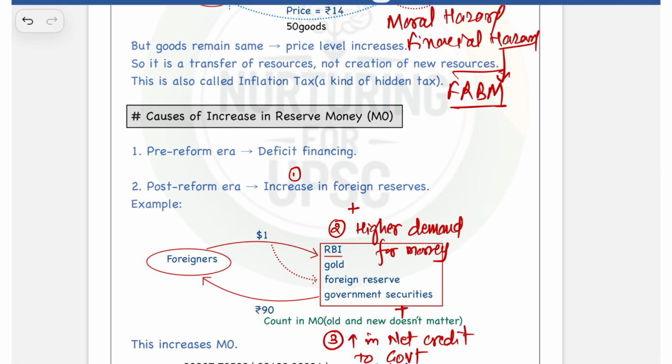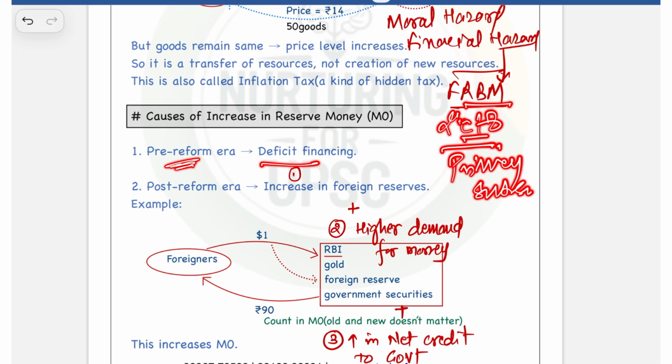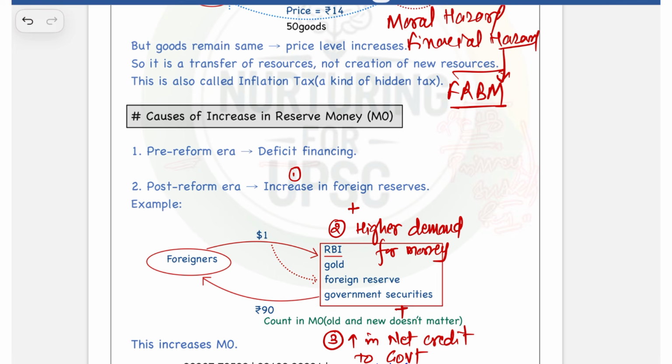So in the pre-reform era, and right now after FRBM, after I think 2018, the primary subscription of government bonds by the RBI stopped. I mean, direct printing of money and then giving it to government is not possible nowadays. So earlier that was the case. That used to be done by ways and means of advance, by deficit financing and all. But अब नहीं होता वो. अब और होता भी है तो फिर there are many legal regulations for it.